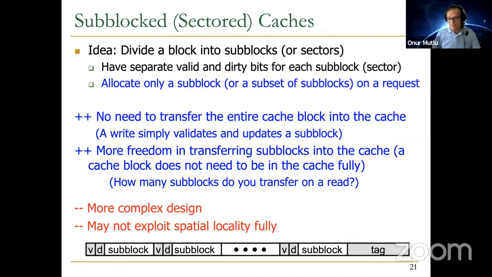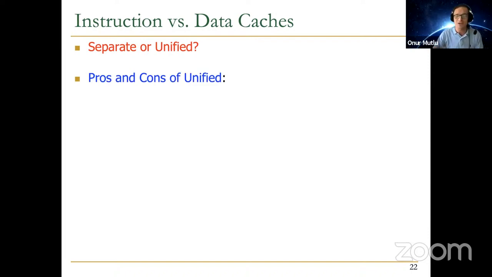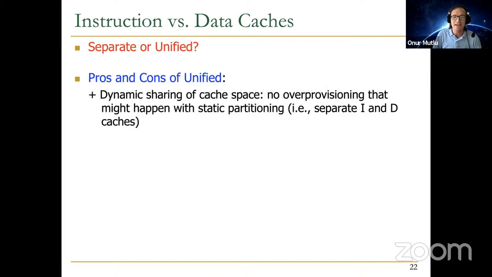Absolutely. Okay, so instruction versus data caches. The question is, should they be separate or unified? And I mentioned this last time, so I'm not going to go through this in a lot of detail again. But if you have unified caches, the good thing is you have dynamic sharing of cache space between instructions and data. No over-provisioning happens with static partitioning. So if you statically partition, let's say you have a total of 128 kilobytes cache space. Do you put instructions and data together and dynamically manage that cache? Or do you divide into 64 kilobyte instruction cache and 64 kilobyte data cache?